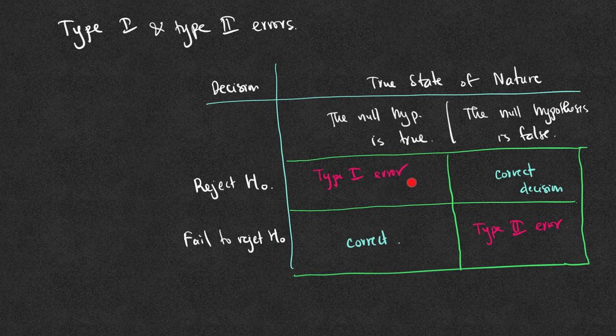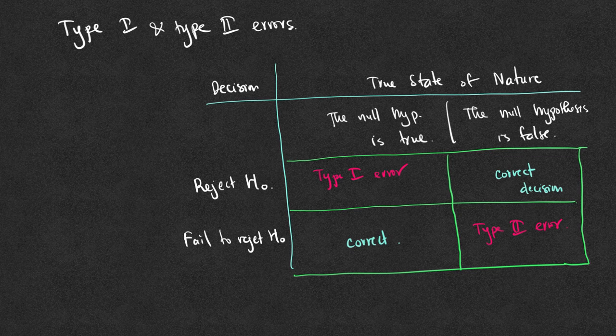What is the consequence? That drug can be helping a lot of people, but they reject it, meaning that it will not go into production. People will not be able to take that medicine. And that again is a type 1 error.